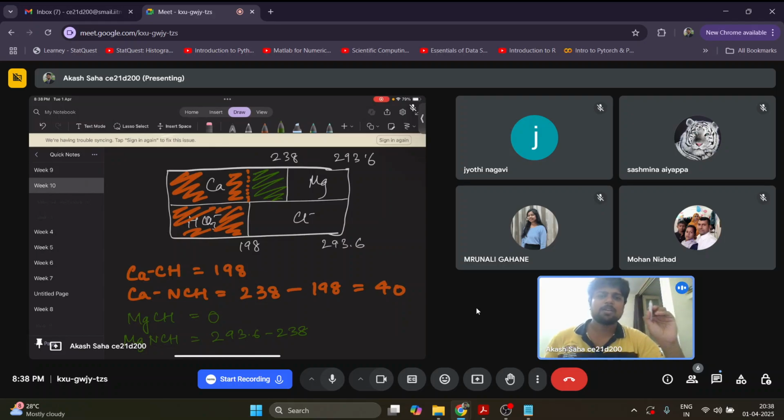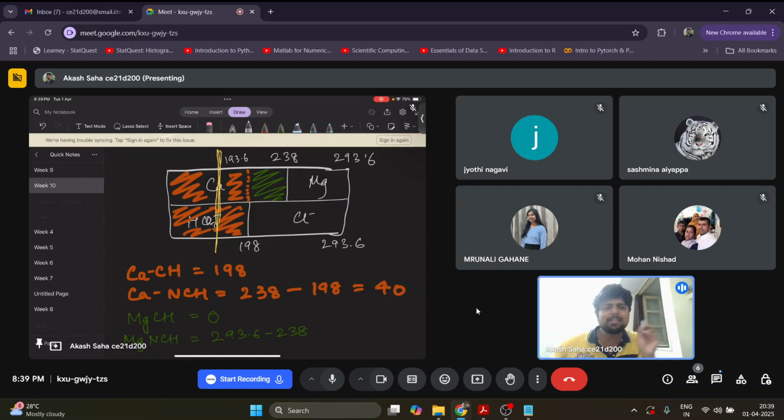Now in my question, they are saying that the total hardness is 293.6, but I need to remove only 193.6. Okay. So where is 193.6? It is coming somewhere here. So suppose this is 193.6. Oh, this is some multicolor. Okay, let it be. 193.6 will be before 198, so I have marked it here.